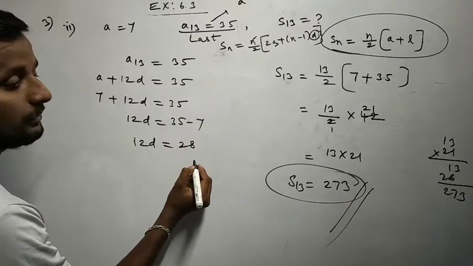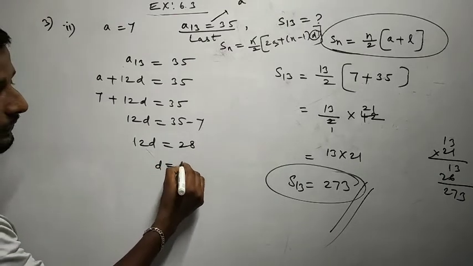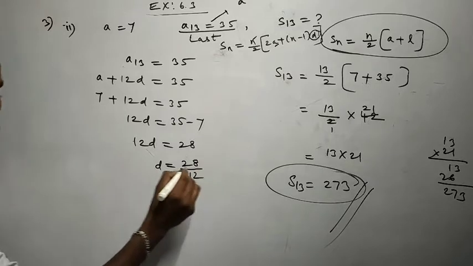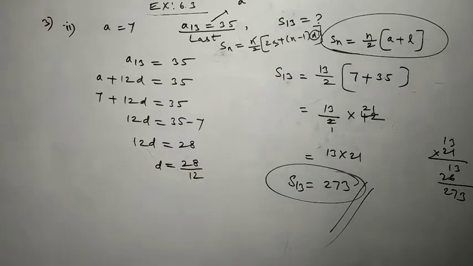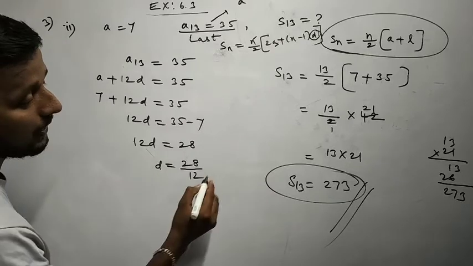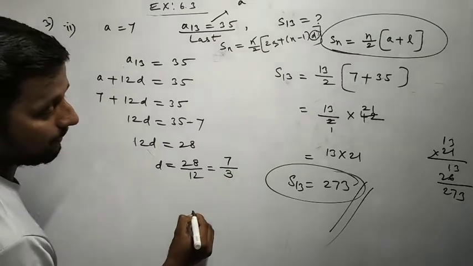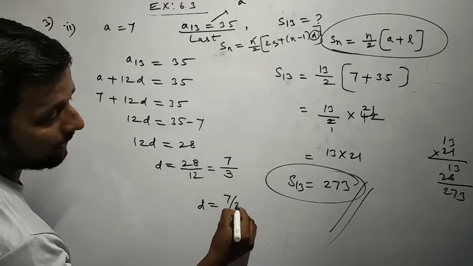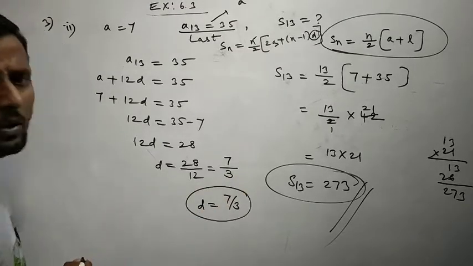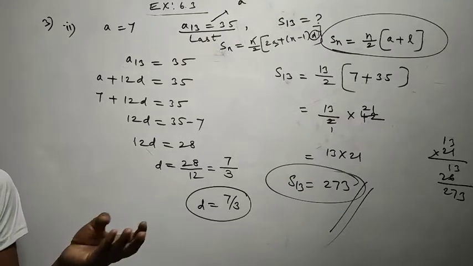So d is 28 by 12. 4 7s are 28, 4 3s are 12. So the d value is 7 by 3. The common difference may sometimes be in fractional form also. Don't bother about it.